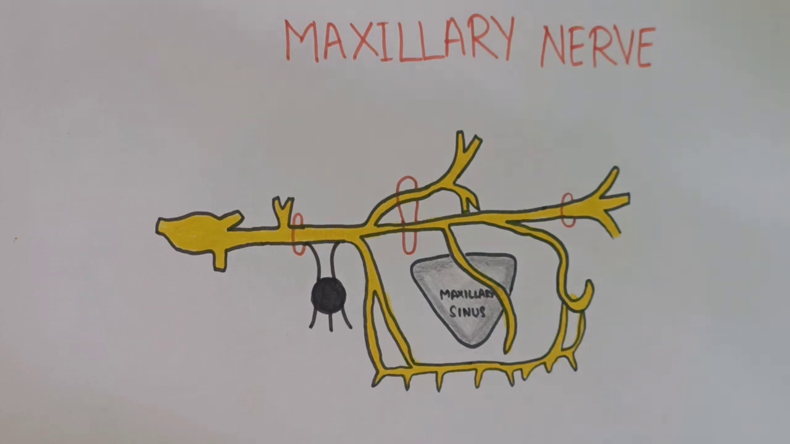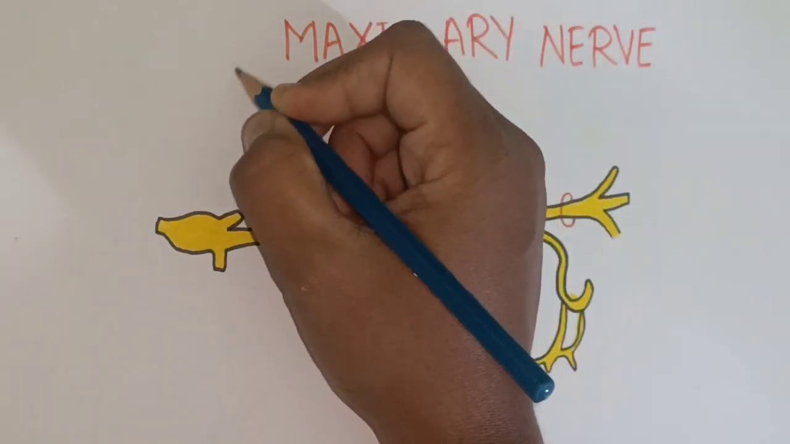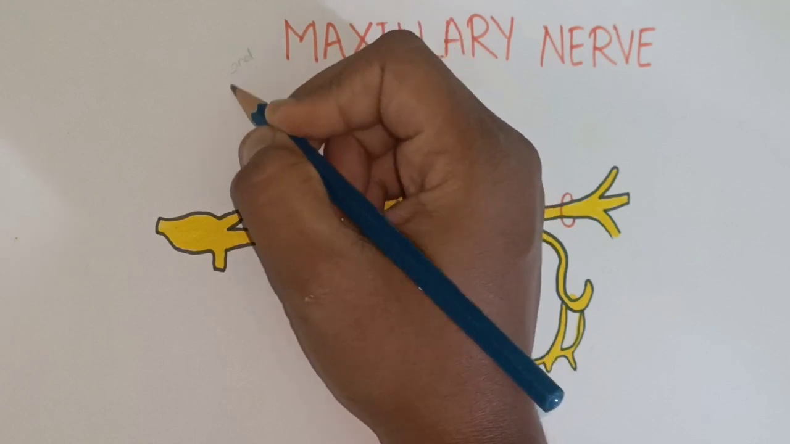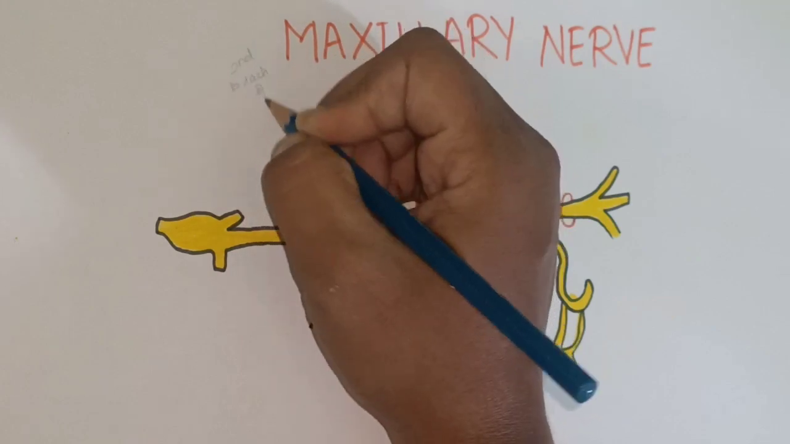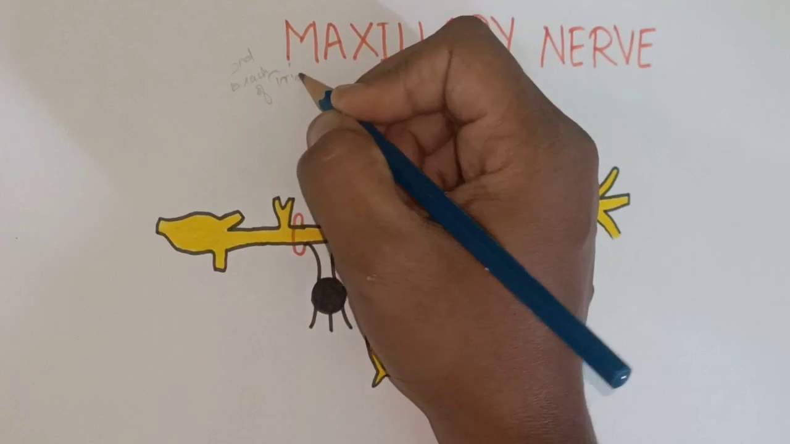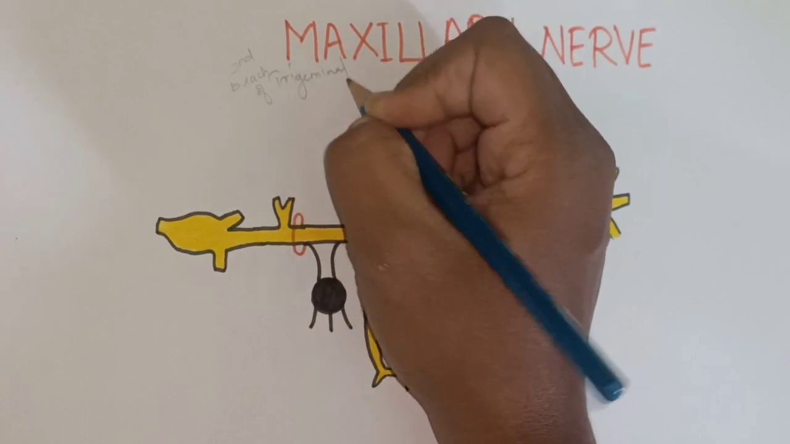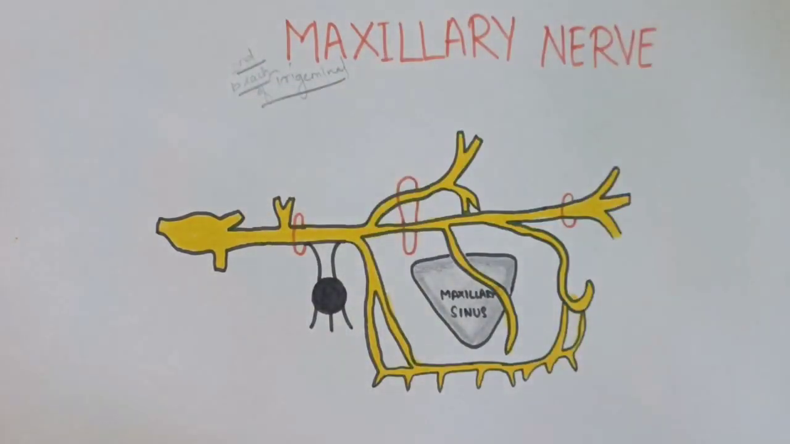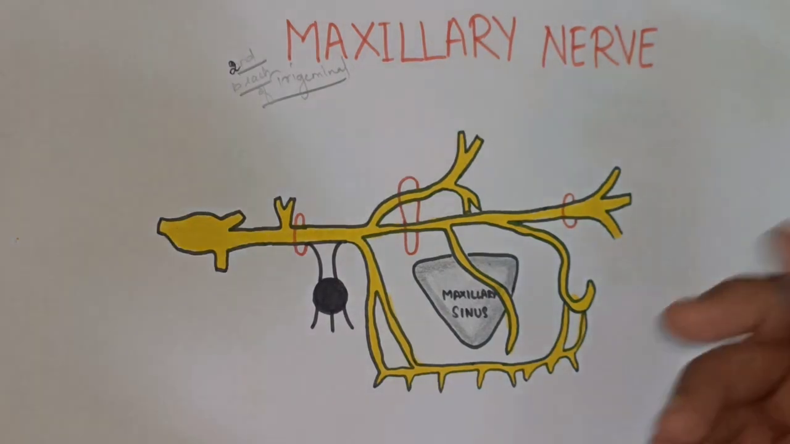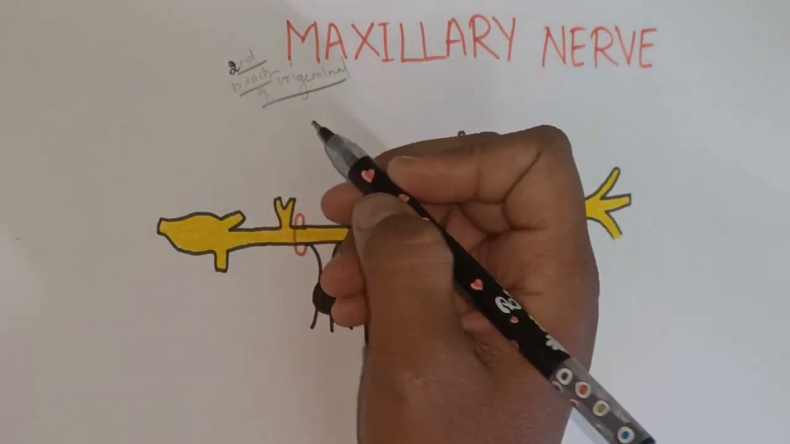Okay, so let's see the maxillary nerve in detail. The maxillary nerve is the second division of the trigeminal nerve, which is the fifth cranial nerve. The trigeminal nerve has 3 branches. Among that, the second branch is your maxillary nerve. So, this is your maxillary nerve.